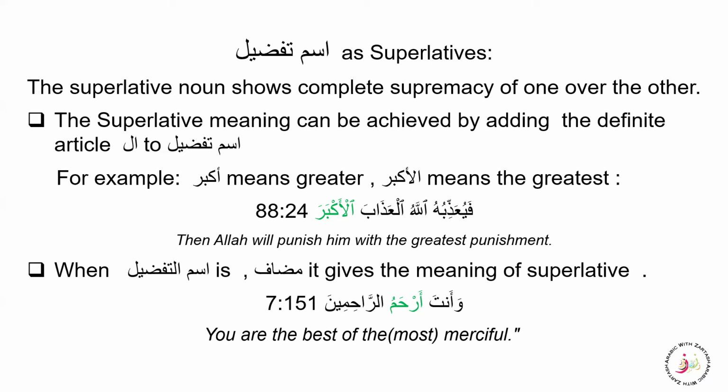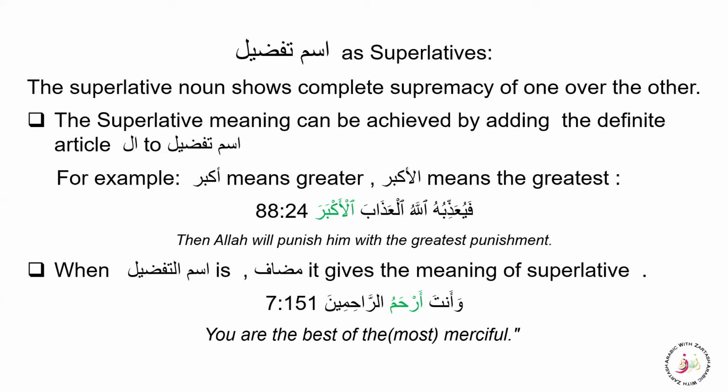Like we can say a'lamu is more knowledgeable, so we are changing it into its superlative form, and we'll say al a'lamu, which means the most knowledgeable. So this is how you just take the comparative and make it the superlative. You add al, or you can make it mudaf. The other way you can do it is by making it a mudaf. Like akbaruhum, or you can say akbaruna, which means the greatest of them. Akbaruna, the greatest of us.